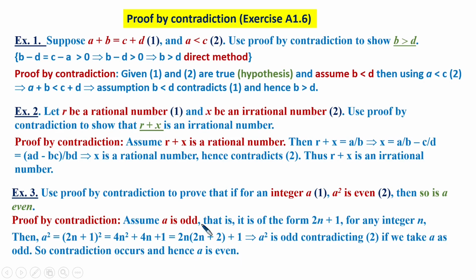The vice versa also holds. Here we have the proof for the vice versa term: if A square is odd, then A is odd. So the vice versa is also true. Here A square is even, so A is even.